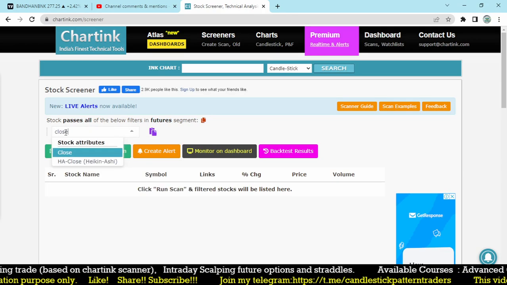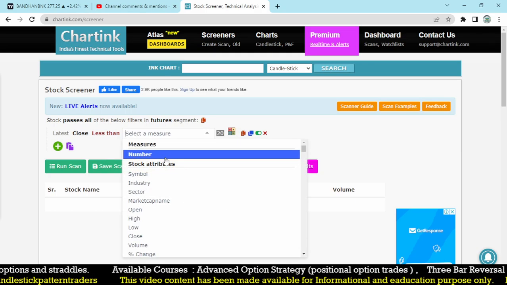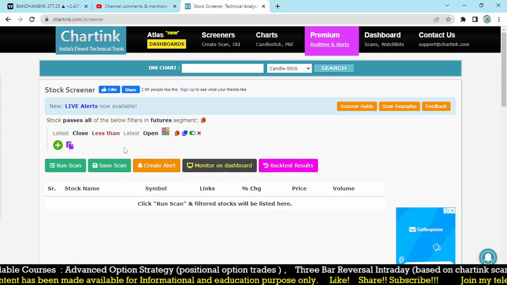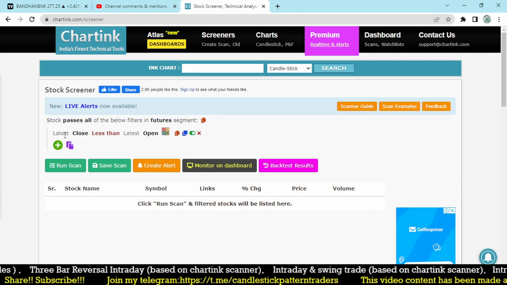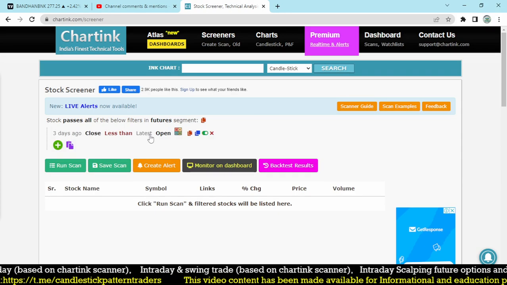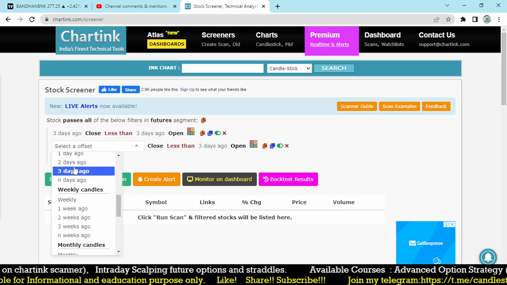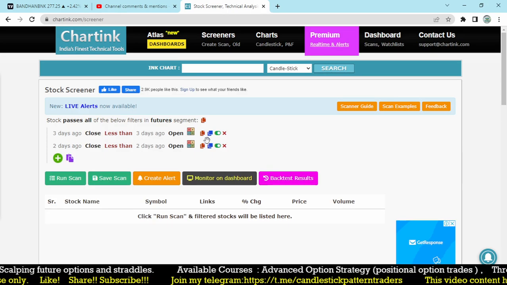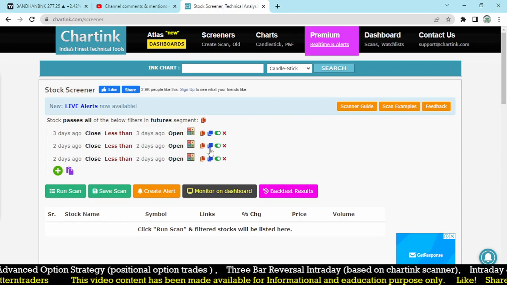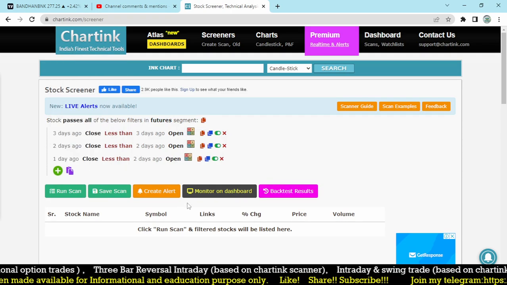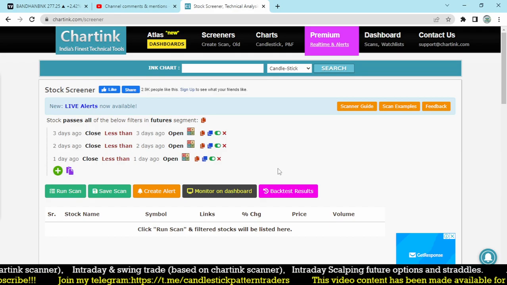The close price must be less than the open price, so this will be a red candle. We are talking about 3 days. 3 days ago the candle must be red, 2 days ago the candle must also be red, and 1 day ago the candle must also be red. If you use this, it will find 3 red bars formed in a particular stock.